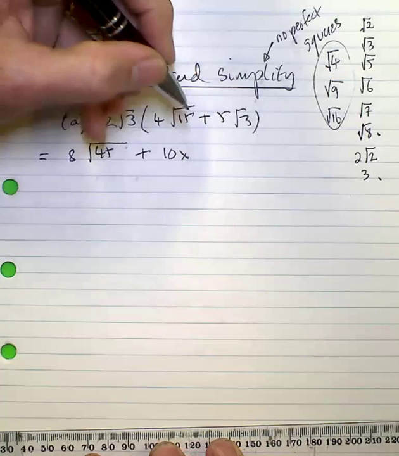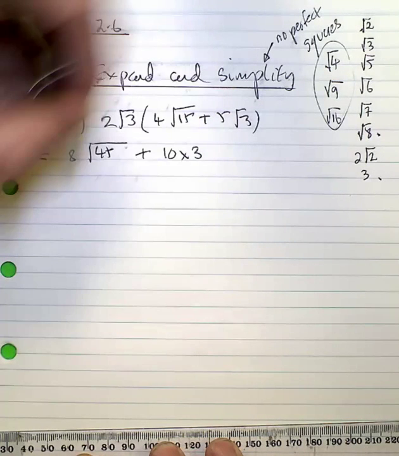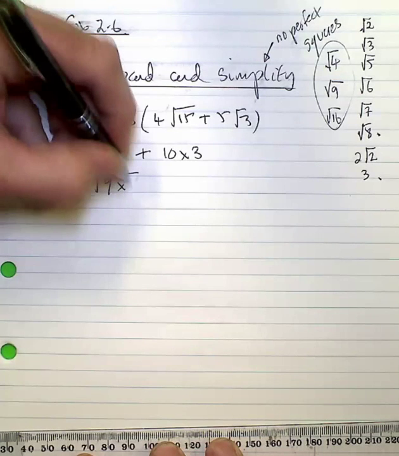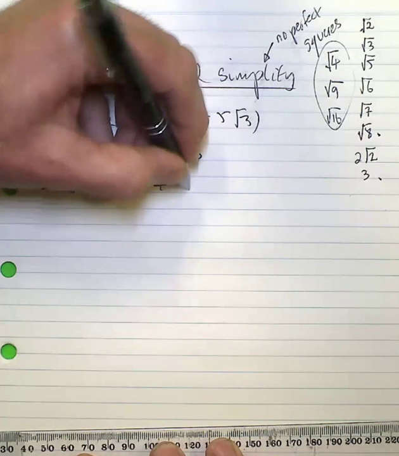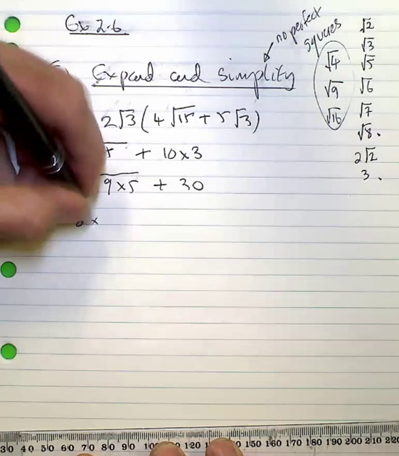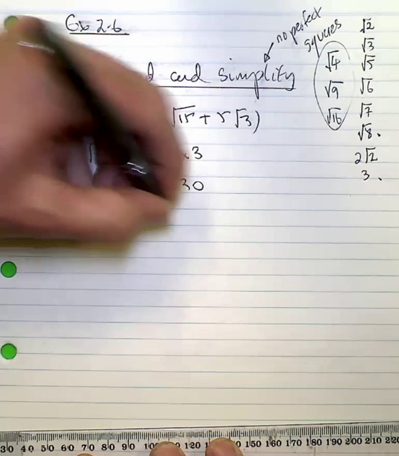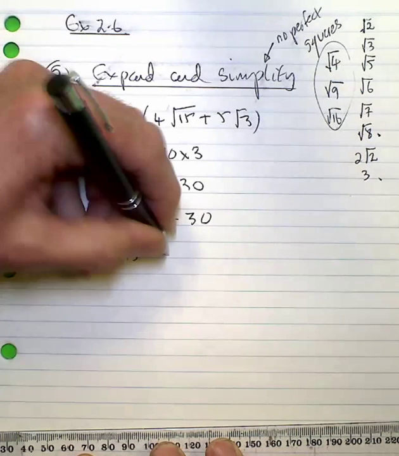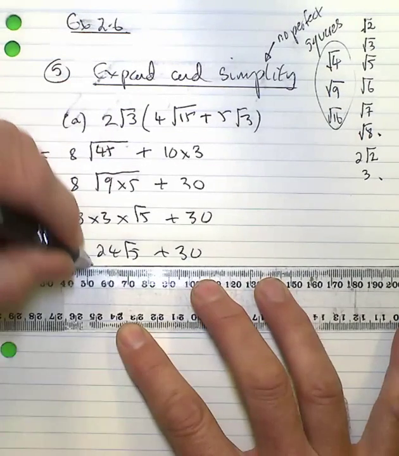Now that's root 3 by root 3, which is going to be 3. Now, root 45 is 9 fives. So that becomes 8 times 3 times root 5 plus 30, which is 24 root 5 plus 30 as my answer.